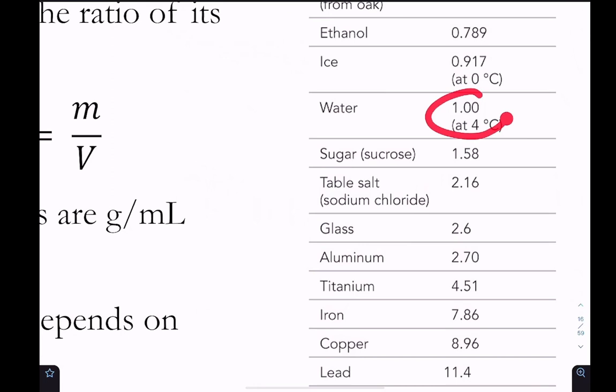The density of water at 4 degrees C is 1. At room temperature, it's about 1.01. Usually just treated as one.